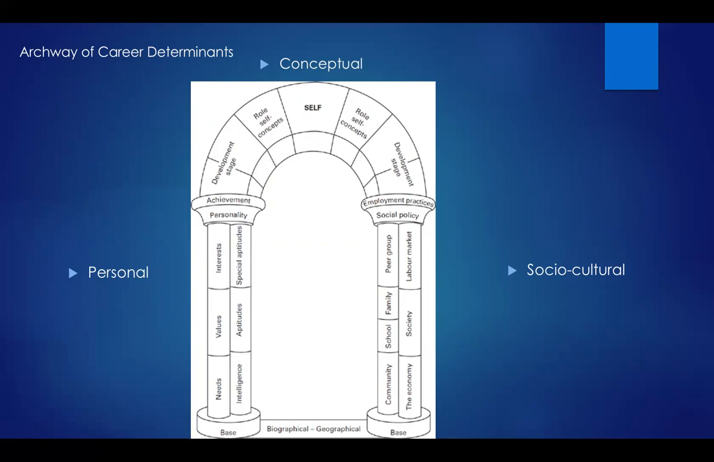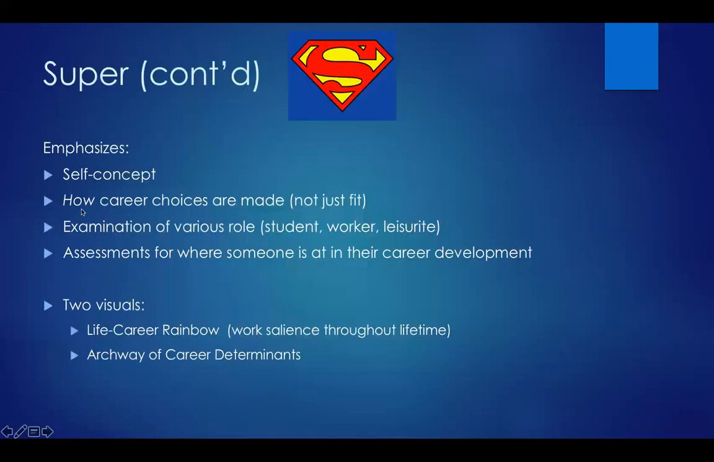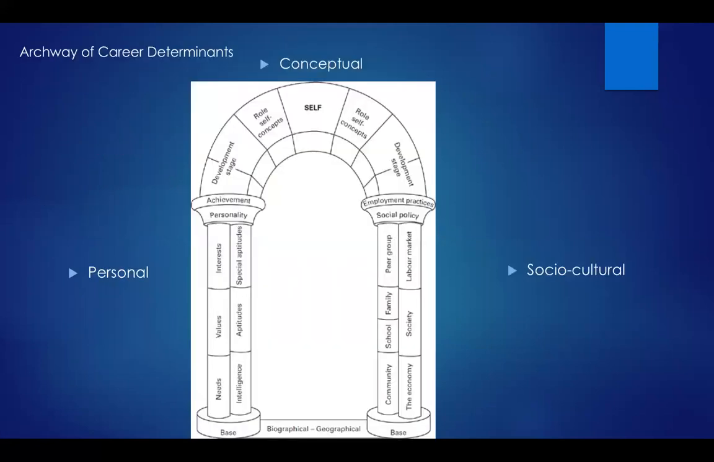The other image that Super developed, this visual, is called the archway of career determinants. And again, Super is interested in, if we go back to this slide, how career choices are made. And this archway helps us determine how people make their career choices. So what are the things that determine someone's career? And Super believes it's these 3 factors that determine how people pick their careers.